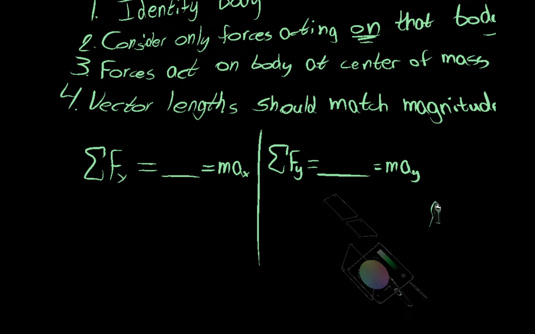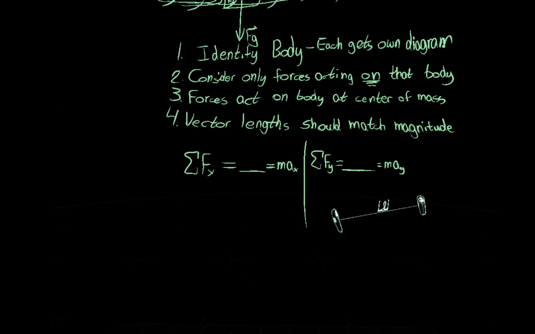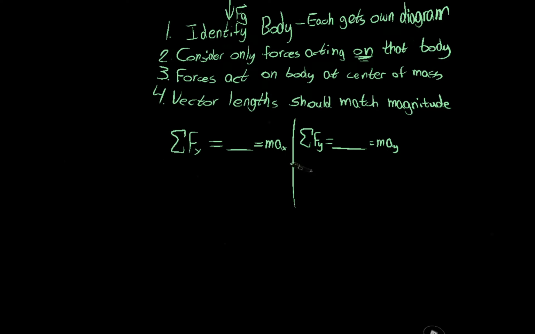That is your formula. You identify the body, you consider the forces only acting on that body, forces act on the body at the center of mass, the vector length should match the magnitude, you draw your diagram. Make sure you identify everything, label everything clearly and neatly, and write down the actual numeric quantities that are given right on your diagram. It's helpful. And then once you've got your diagram, you're off to the races. Then you separate your consideration of the x and the y. So you consider all the x forces, sum all those up, and all the y forces, and that gets you down the road.